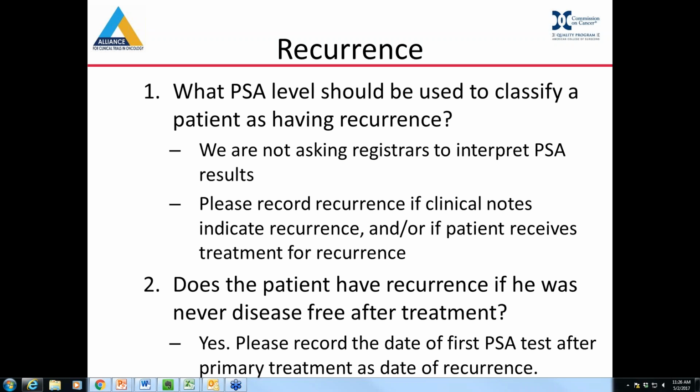So if a patient expires after one PSA within 1 year of surgery, is he eligible? Yes, the patient would still be eligible if you had all the records and from all the providers.